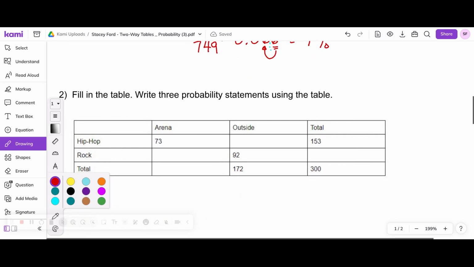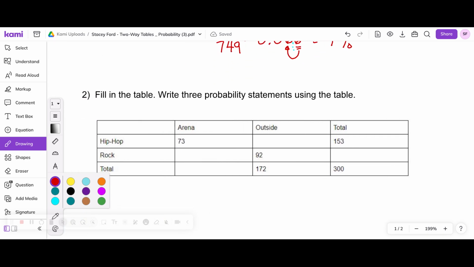Now we're going to be doing these. So now we're going to fill in the table. Okay, so it looks like it's a little hard, but it's actually very easy. As long as you have 2 numbers in each column or row, you can figure out the rest of them. So I'm going to start on the very right side. I know our total is going to be 300. And I know that to get that 300, I have to add 153 plus whatever this number is. So I'm going to go 300 minus 153. And that gives me 147.